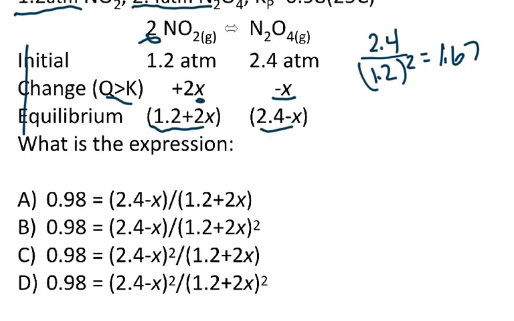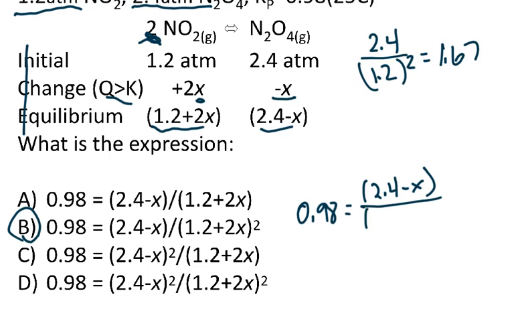Now the question is a multiple choice. What is the expression? So we know it's 0.98. Our product is 2.4 minus x, and there's no coefficient, so that narrows it down to A and B, divided by 1.2 plus 2x. But because we have that 2 coefficient, it's squared. So our answer there is B. And let me write it the way our 0.98 is going to be 2.4 minus x over 1.2 plus 2x, and that one gets squared.